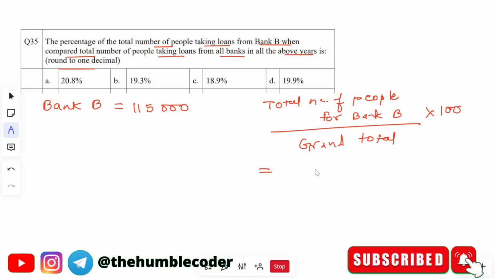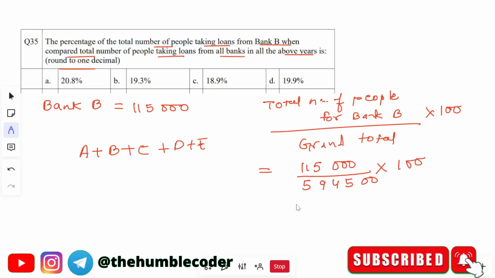So let's substitute the values. We have already found the value for bank B, which is 115,000. And the grand total is nothing but the summation of all the people, A, B, C, D, and I think it was E. Whatever values we found on the top, you have to sum all those values. When you sum them, you get 594500, multiplied by 100. This is going to give us the percentage.